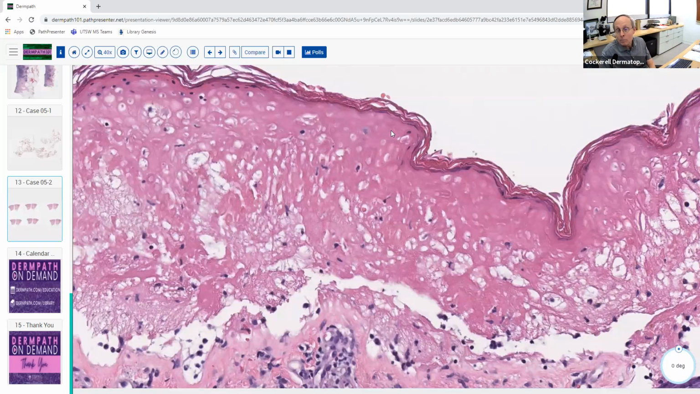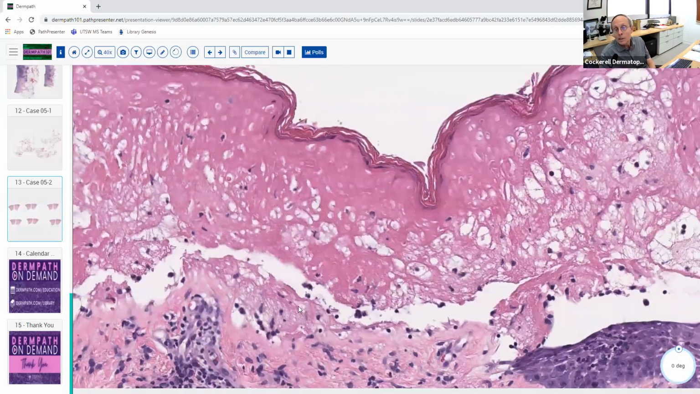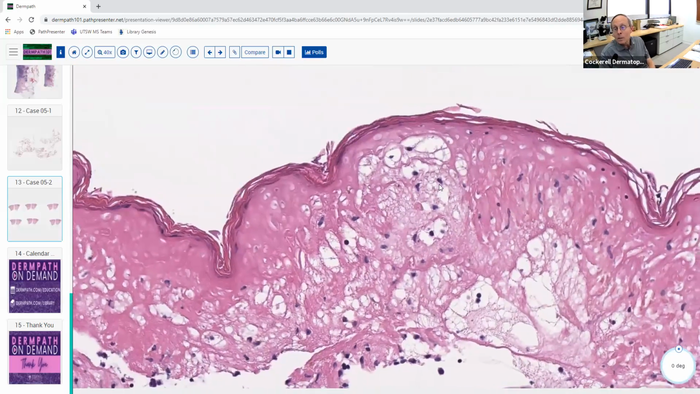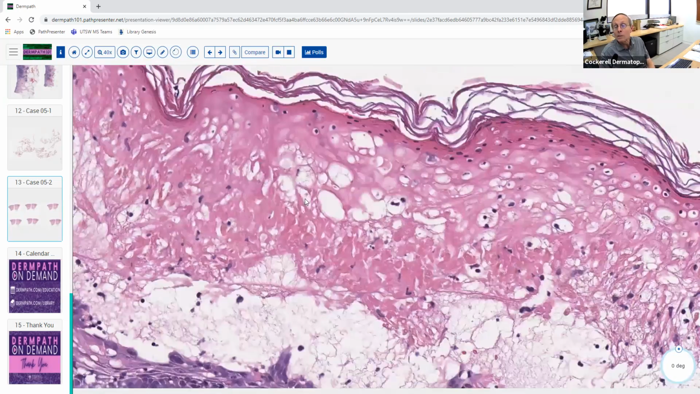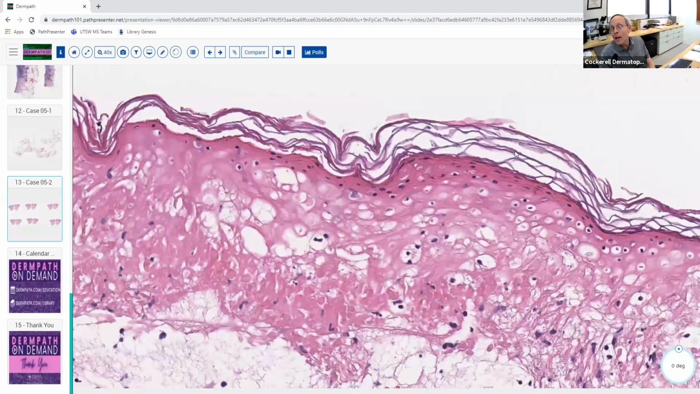Everything is dead here, right? There's no acantholysis. Here's where that other blister was, way up here, and there was no death of anything. It was just acantholytic cells. Here we've got confluent epidermal necrosis. So this is very important. For a pathologist, it's important for you to know this. It's still got a basket weave cornified layer.